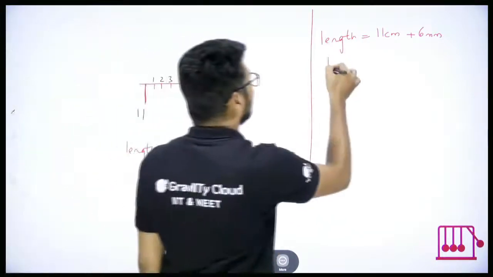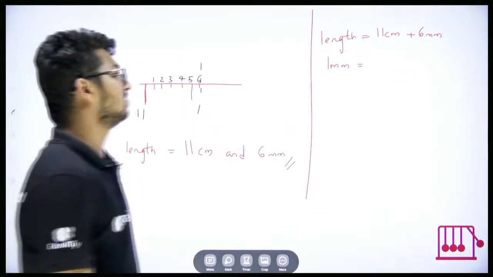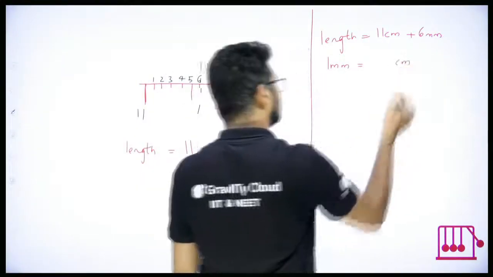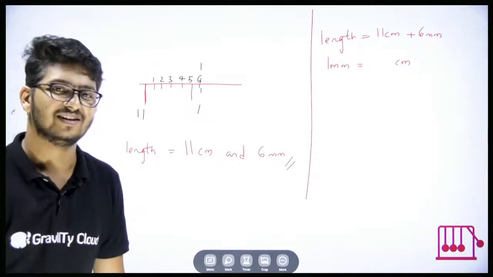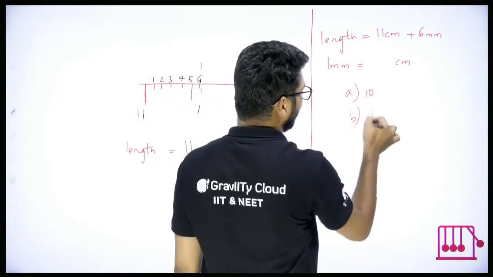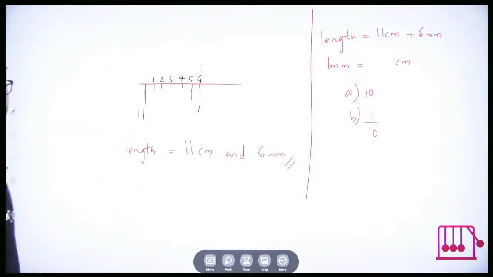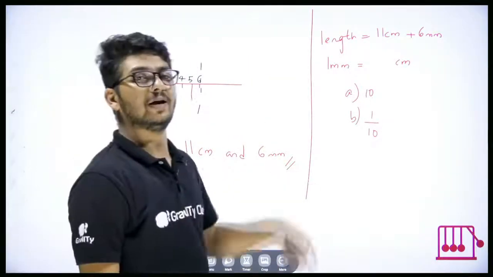But what is 1 millimeter equal to? We discussed this. Remember, what is 1 millimeter equal to in terms of centimeter? Everyone, I'll give you options. Option A, 10. Option B, 1 by 10. What do you think? 1 millimeter will be equal to 10 or 1 by 10?